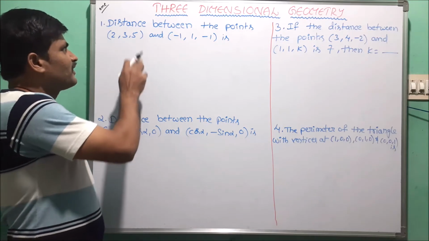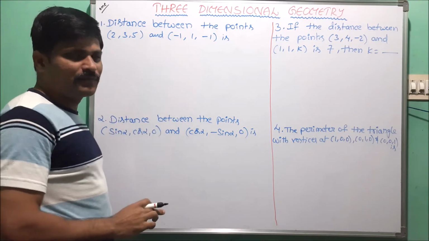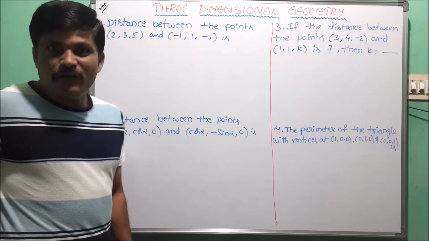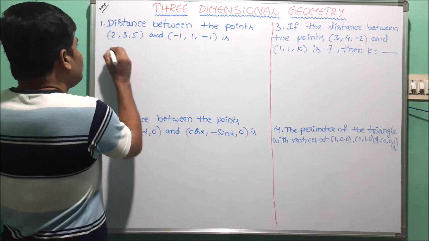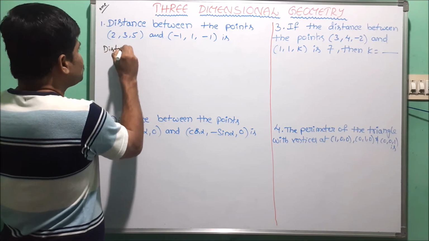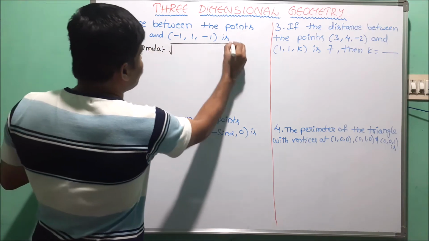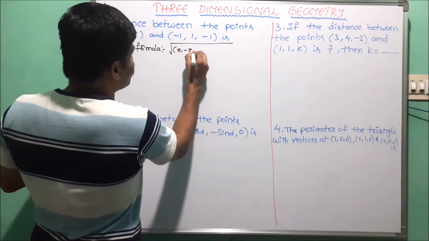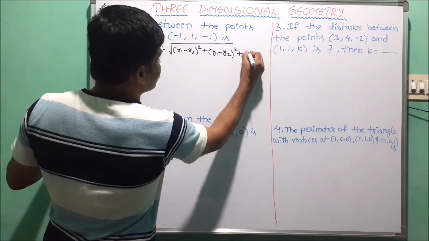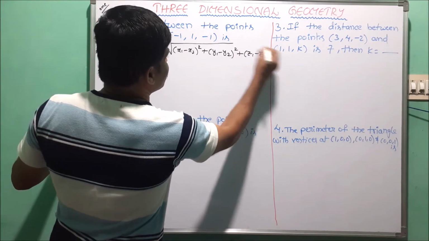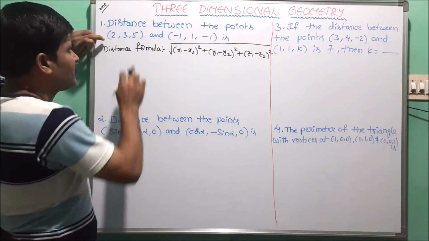So the first problem is the distance between the points 2, 3, 5 and minus 1, 1, minus 1. In the previous video we discussed the distance formula. The distance formula is square root of x1 minus x2 whole square plus y1 minus y2 whole square plus z1 minus z2 whole square. So this is our distance formula. Now using that, we find the distance between the given points.